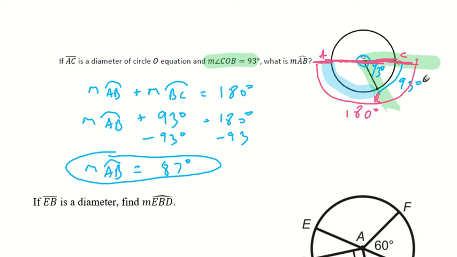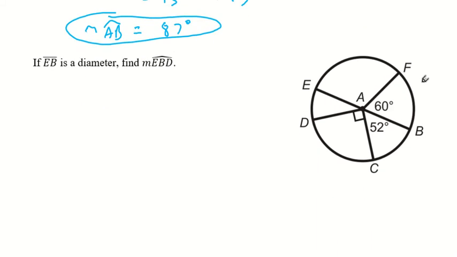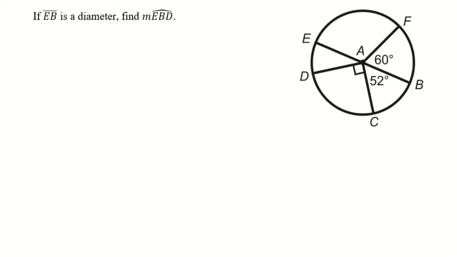Now we'll take a look at another question that has even more angles in there. This question tells us that we have a diameter, EB, so there's a diameter, which says that this sort of top half here is a total of 180 degrees, as well as the bottom half.